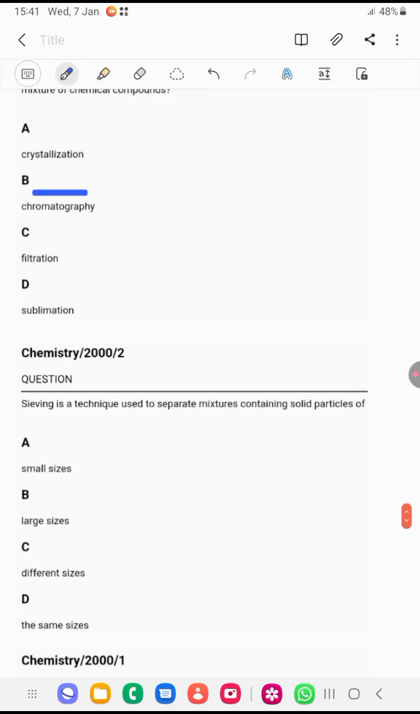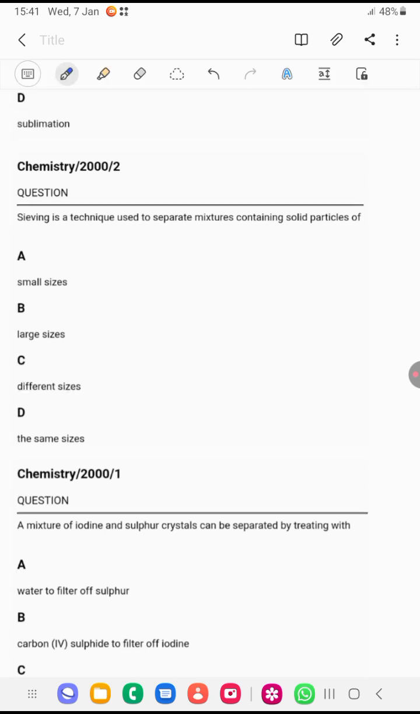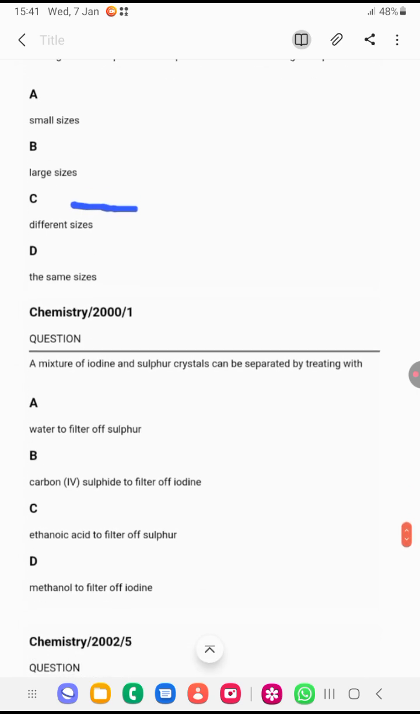So now let's look at this question. 2000 question. Sieving is a technique used to separate a mixture containing solid particles. A, small size. B, large sizes. C, different sizes. And D, the same sizes. So the answer here is C. We use sieving to separate a mixture of solids of different sizes. So that is what we use sieving for.